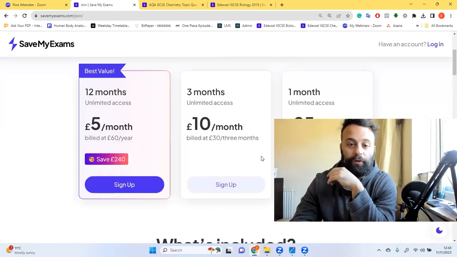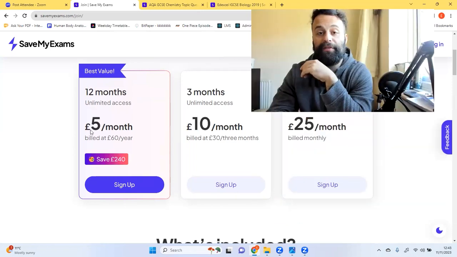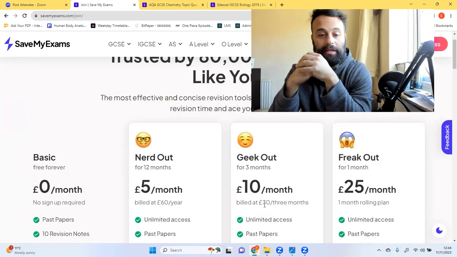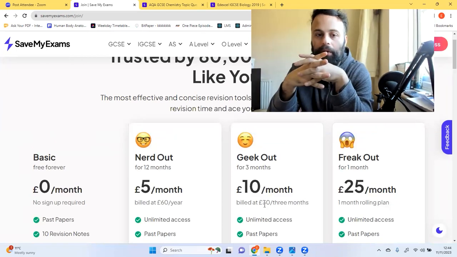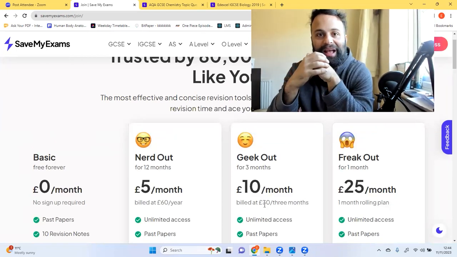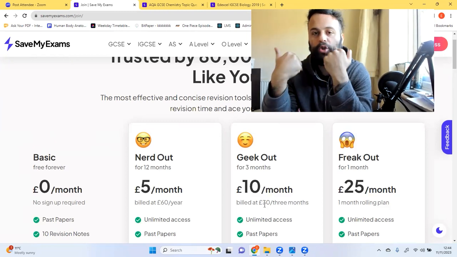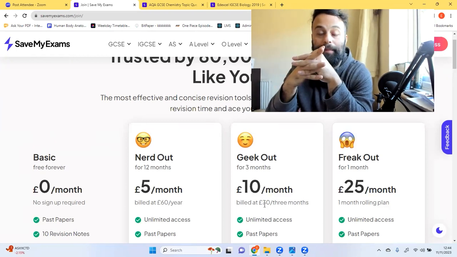So this is the pricing for Save My Exams. You can see it goes from £25 a month to £5 a month, or you could pay for 1 year, which is £60. I would say this is worth getting. It's a valuable resource. I do one-to-one tuition, and I would say this is even better than getting a tutor. You could really do a lot with this. But also a tutor using this resource with a student is going to be beneficial.